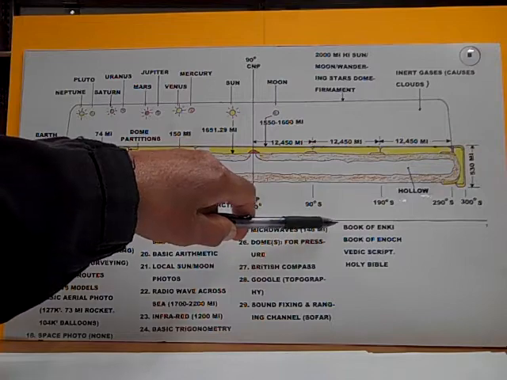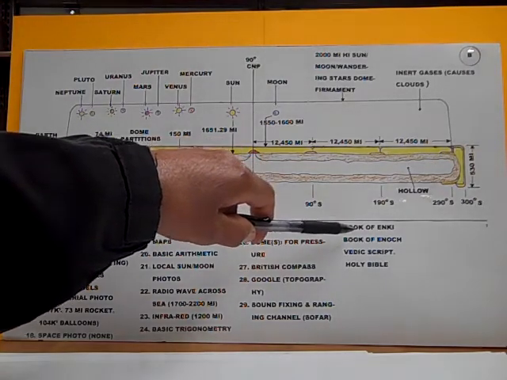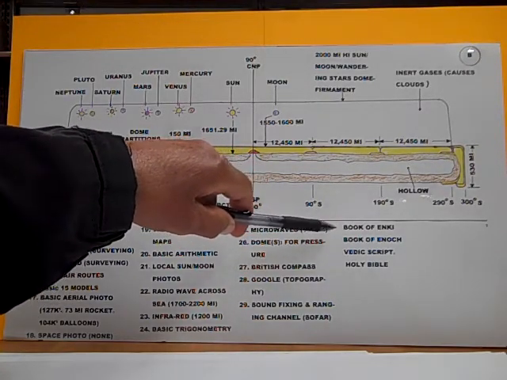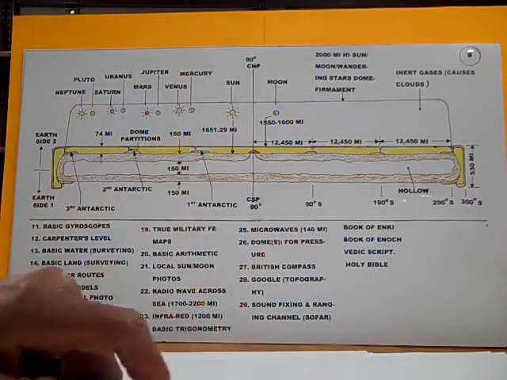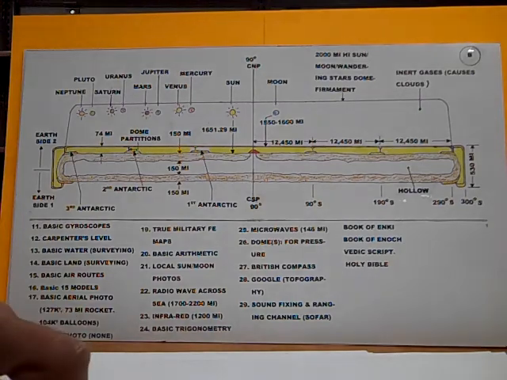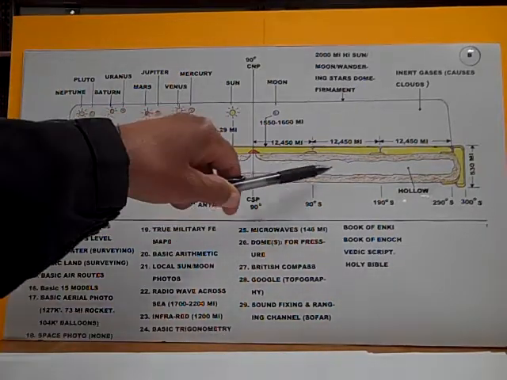Another source is the Book of Enki, which tells about the planet Nibiru. Not the planet. Nibiru does not exist as a planet. It does not exist as a wandering star. It is some part of this earth.